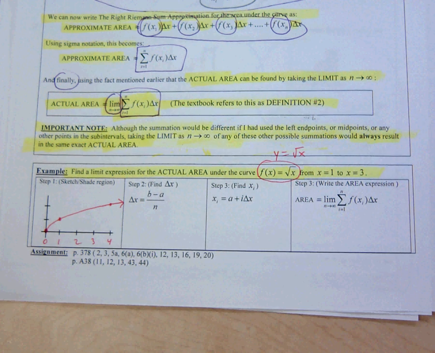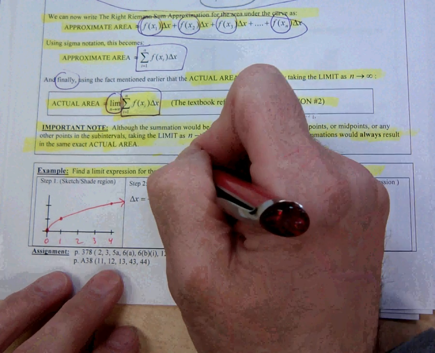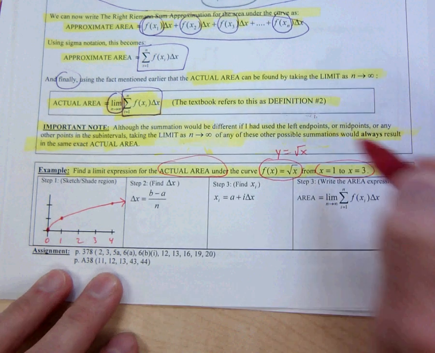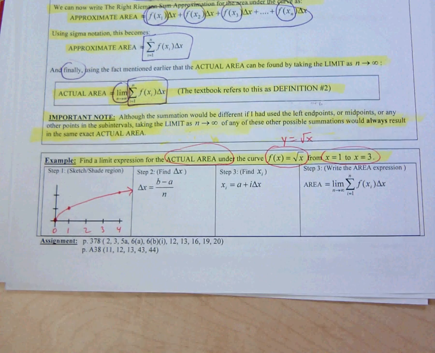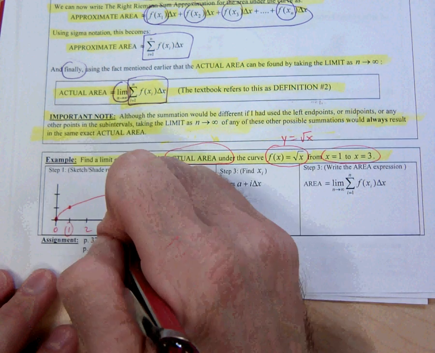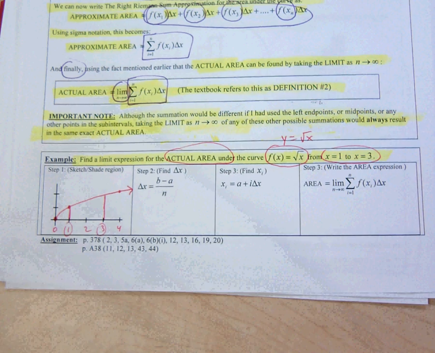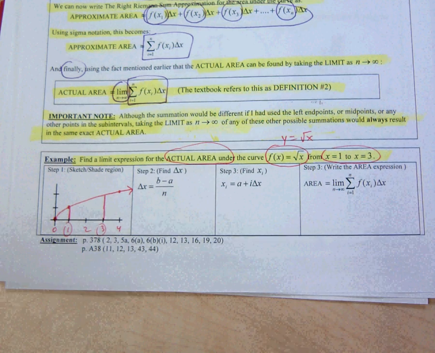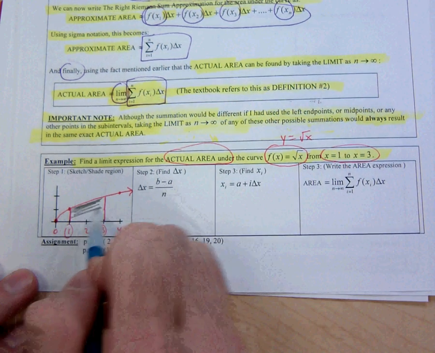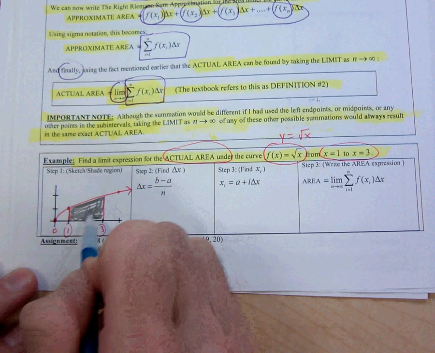Now, I want to talk about the actual area under the curve between x equals 1 and x equals 3. So that would only be this area right here from 1 to 3. Okay, so I only want to talk about that area right there. I want to find that exact area under the curve from 1 to 3.